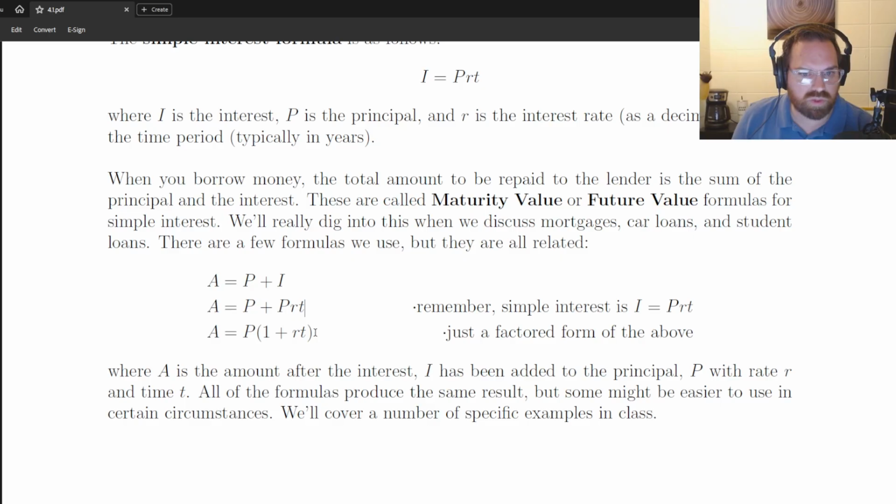In this third equation, I went a step further and factored. This is some algebra if you're comfortable doing it. We'll do a little bit in this class, not a whole ton. A lot of it is just going to be moving things around and solving for variables. There's a P that is represented in both of these pieces. As a result, I can pull it out because it exists in both and leave behind what's remaining, which in this instance is 1 plus RT. So again, these are just 3 variations of the exact same formula. They all represent the exact same thing.